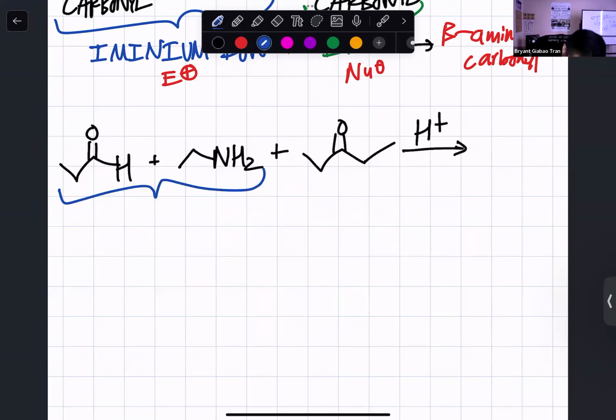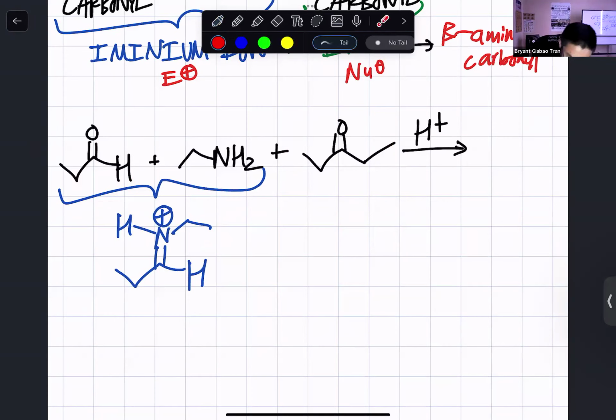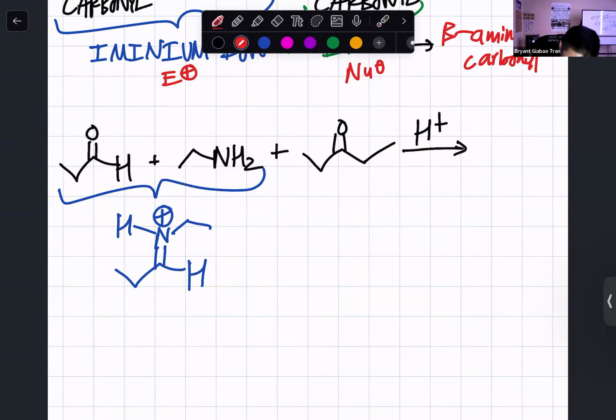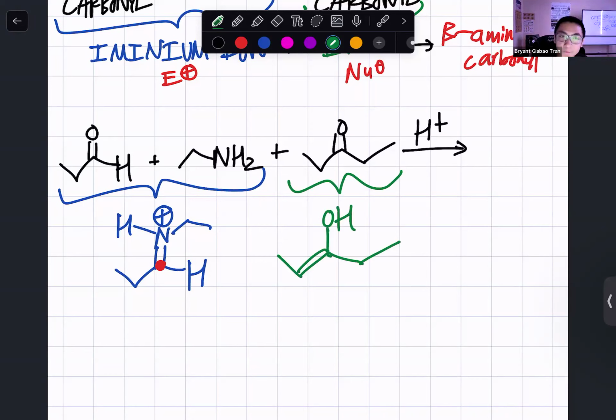Combining my more reactive carbonyl and amine together, I am going to have this iminium ion here. And this is a 118B mechanism when we react an aldehyde or ketone with an amine in acidic conditions, we're going to have the iminium ion. This dot right here is going to be my electrophile, and this is going to be my enol from my less reactive carbonyl. The alpha carbon of my enol is going to be the nucleophile, so you can mark that as the star, and this is my dot.